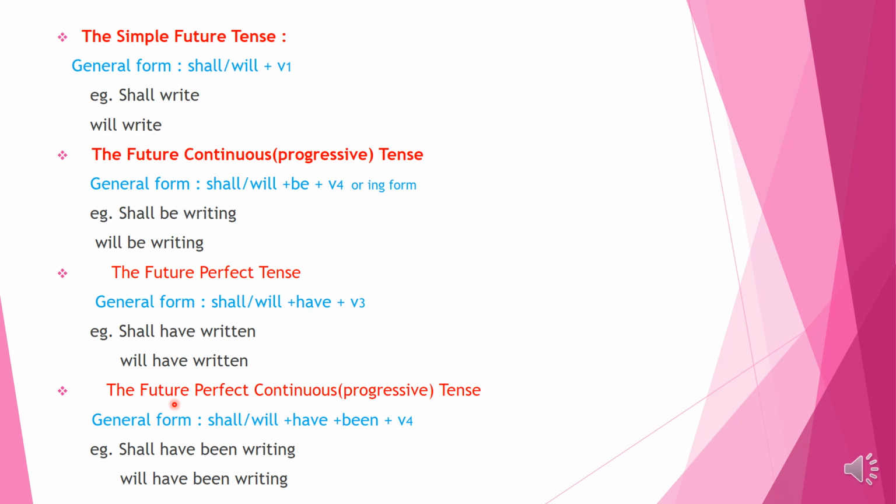Next one is the future perfect continuous or progressive tense. Its general form is shall or will plus have plus been plus V4. Example, see children, shall have been writing, will have been writing. Okay.